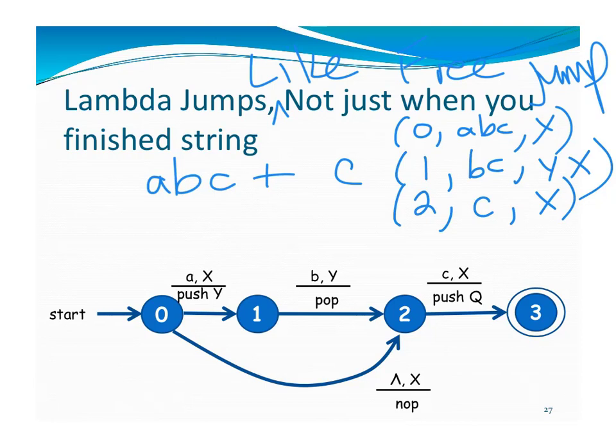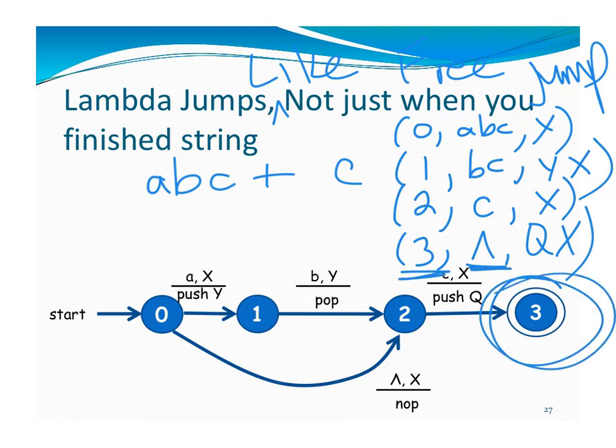And then the transition from 2 to 3 works, right? It says if I see a C and there's an X on the top of the stack, yep, then I can push Q. So I end up at state 3. I've used up all my letters, and there is a QX on the stack, but I don't care because I've used up all my letters and I am at a state that is a final state, an accept state. So I say, check it out, the string ABC is in my language.